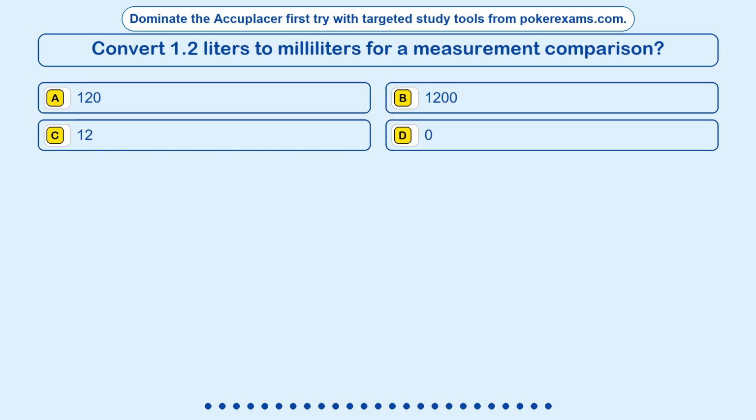Question 6. Convert 1.2 liters to milliliters for a measurement comparison. Option A, 120. Option B, 1,200. Option C, 12. Option D, 0.